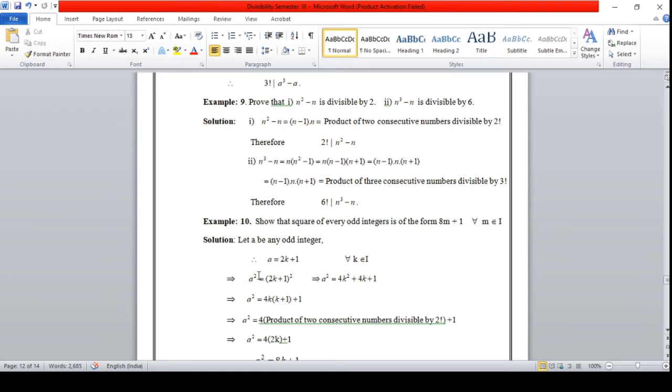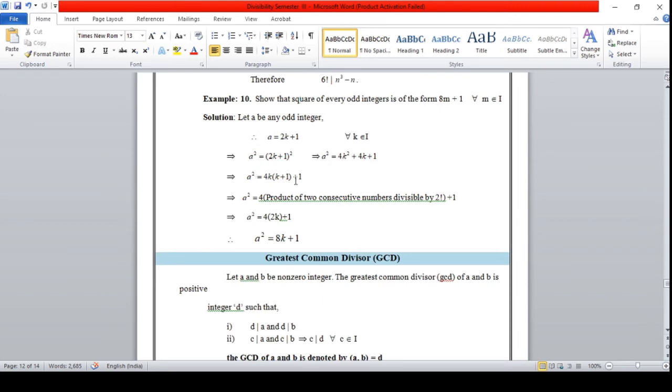Here is the square, so squaring on both sides, this is a square. Open this bracket: 4k square plus 4k plus 1. 4k is common, so a square is equal to 4k(k plus 1) plus 1. First this part.